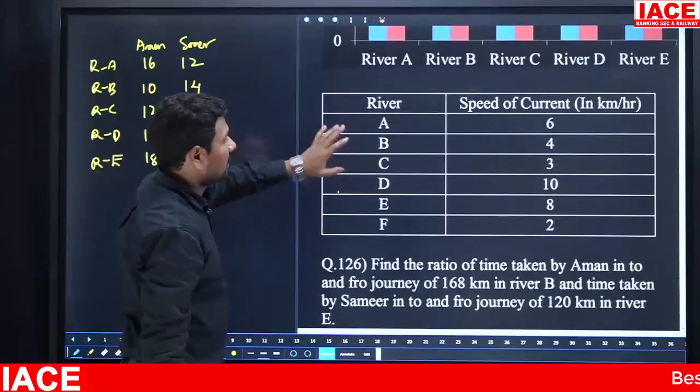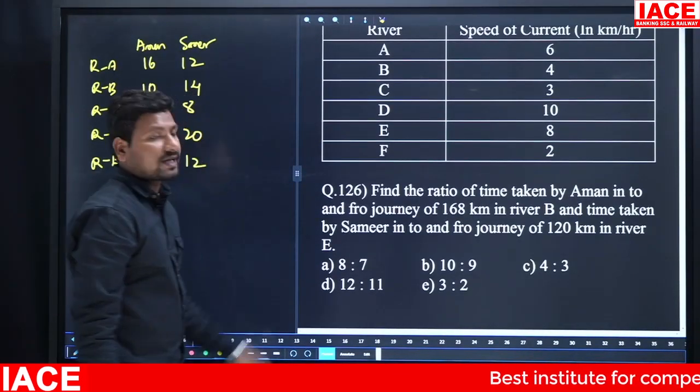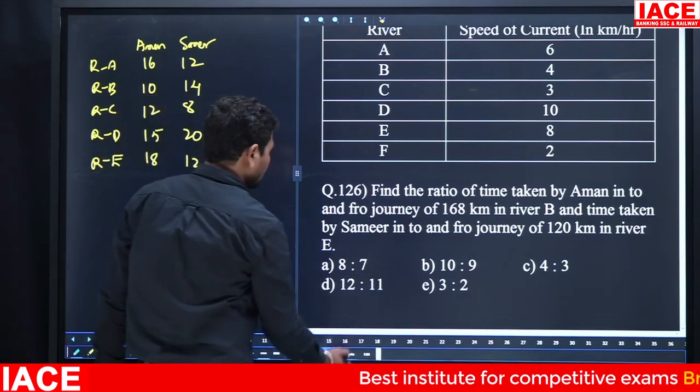Next there is a river also. The river current speeds are mentioned. Based on this we have to solve.